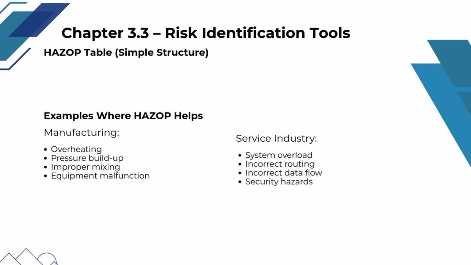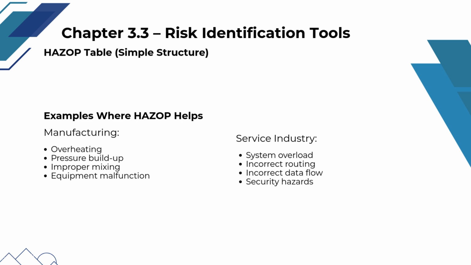HAZOP, or Hazard and Operability Study, is a structured method to identify deviations in processes, their causes and consequences, along with existing safeguards and required actions. In manufacturing, it helps detect issues like overheating, pressure buildup, improper mixing, or equipment malfunctions, preventing safety incidents and downtime.